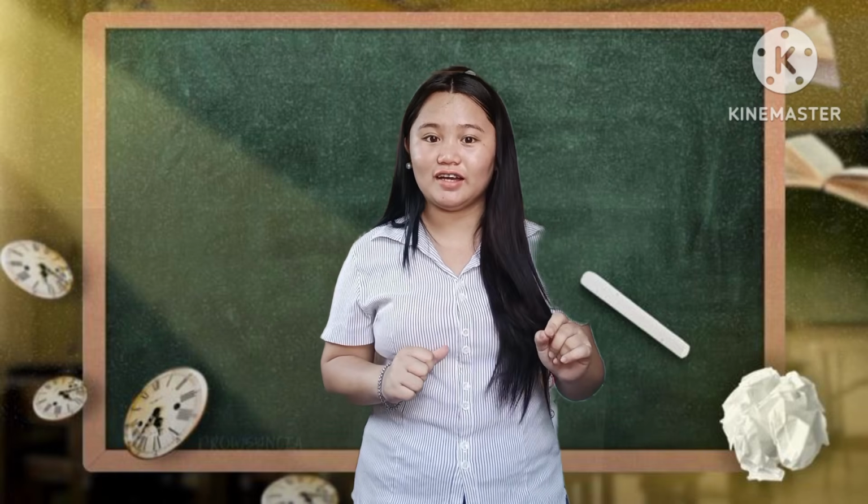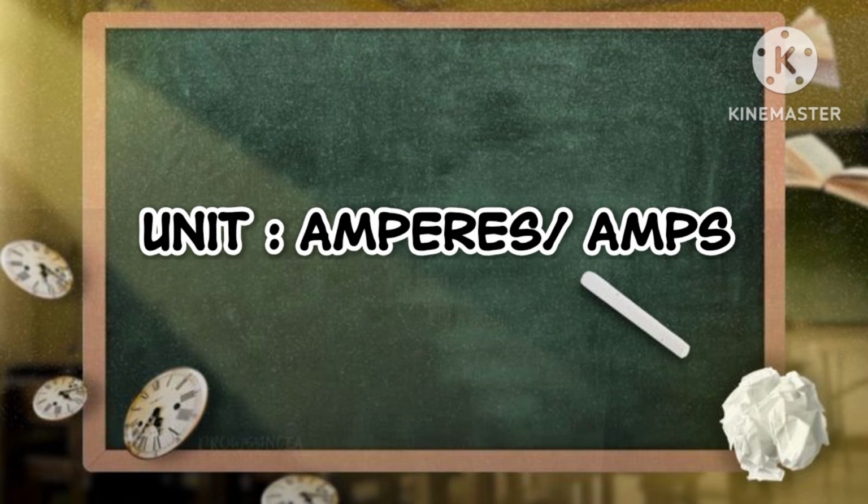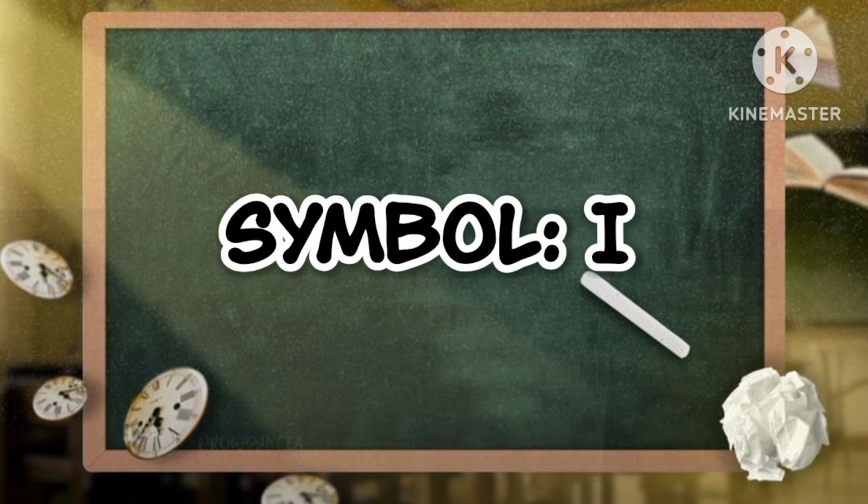Next is current. Current is the flow of electric charges inside a circuit. If voltage is the push, then current is the actual movement of electricity. The more electrons moving through the wire, the higher the current. The unit of current is amperes or amps, and the symbol is letter I.